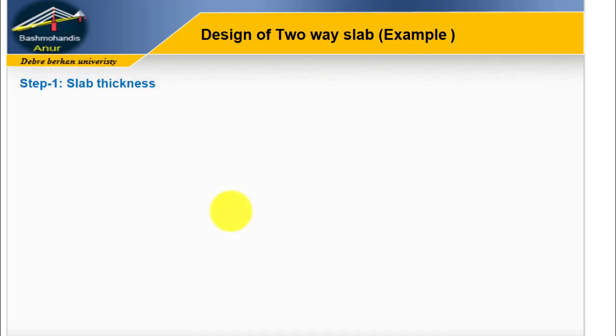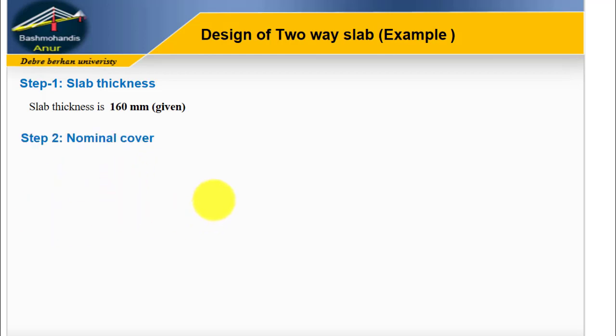Step 1 is calculation of slab thickness. Okay? In this example, slab thickness ተሰጥቷል. Already given, no? ስለዚህ slab thickness is 160 mm. If it is not given, we have to use preliminary design to calculate slab thickness.